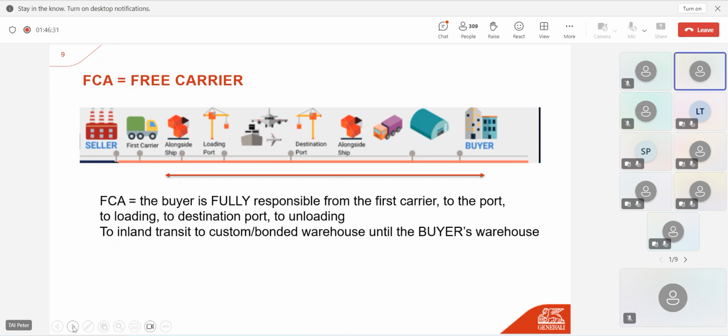But free carrier seldom happens because normally we don't see this. Either the seller will just send straight to the port, they do it FOB, later I will explain to you, or the buyer will say ex works. They won't say that, you just do the first carrier. Very seldom. The free carrier, normally the seller would use their own lorry. These are the situations, and they normally use their own lorry to send it up.